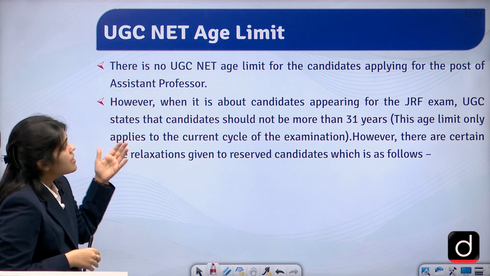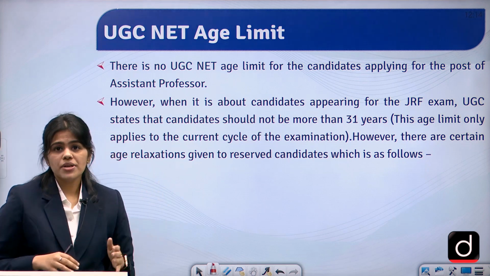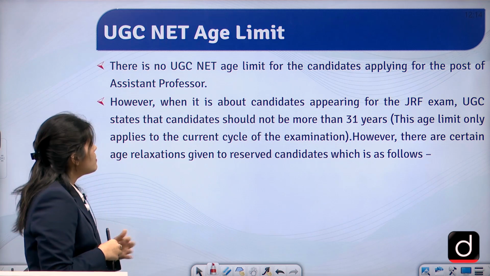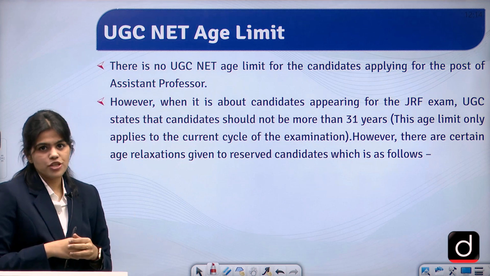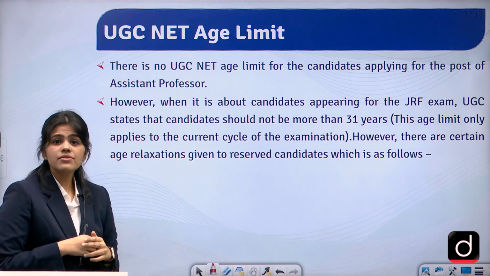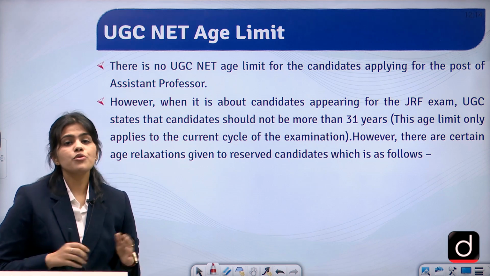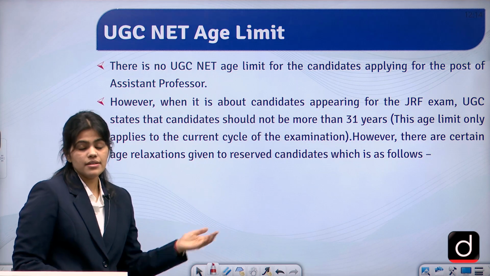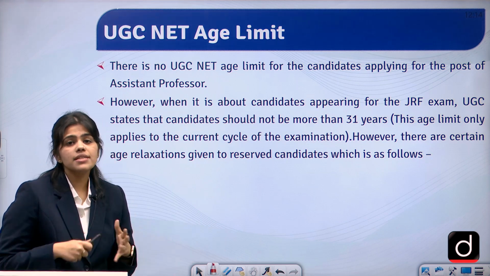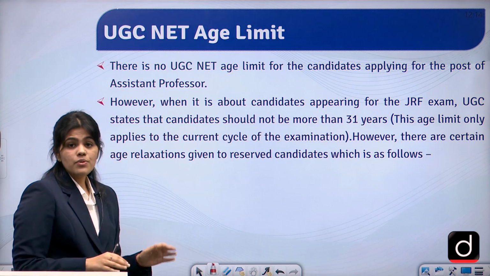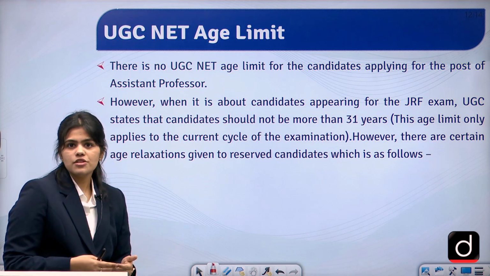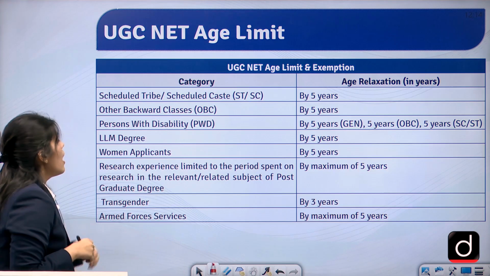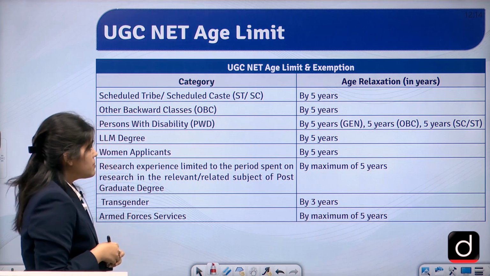Then what is the age limit? So there is no age limit when we talk about the post of assistant professors. But when it comes to JRF, then there is an age bar of 31 years. This is related to the cycle 2022. Now, no new regulations have been released till now. For now, you can say it is 31 years. So, if you are applying for the post of assistant professors, there is no age limit for you. But if you are applying for junior research fellowship, then it is 31 years for you. There are other age relaxations that we'll be discussing.